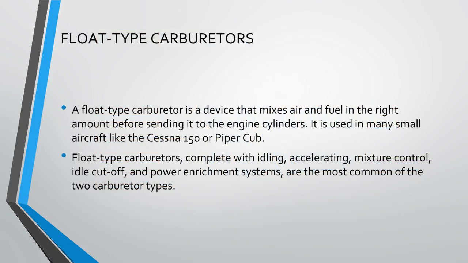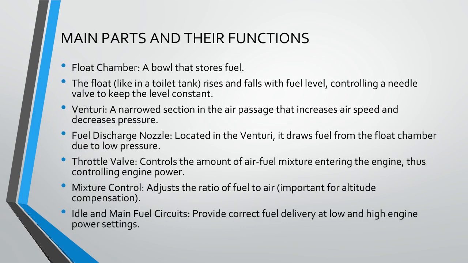Float-type carburetors. A float-type carburetor is a device that mixes air and fuel in the right amount before sending it to the engine cylinders. It is used in many small aircraft like the Cessna 150 or Piper Cub. Float-type carburetors, complete with idling, accelerating, mixture control, idle cutoff, and power enrichment systems, are the most common of the two carburetor types. Main parts and their functions.